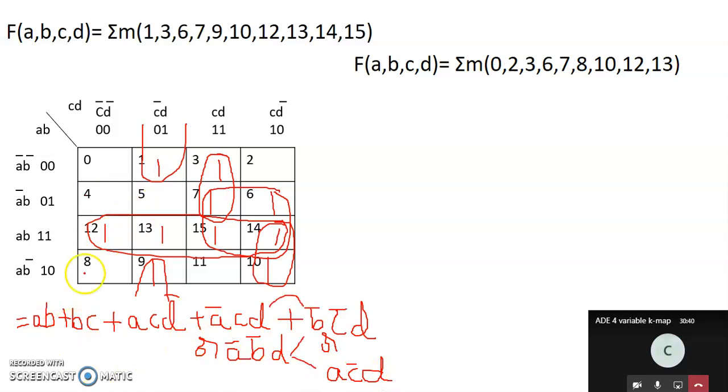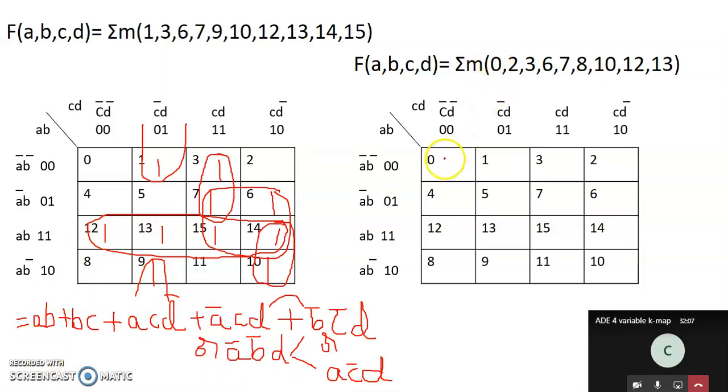You write three solutions for this problem. AB plus BC plus AC D bar plus A bar CD plus B bar C bar D, one solution. Second solution: AB plus BC plus ACD bar plus A bar B bar D plus B bar C bar D, or AB plus BC plus ACD bar plus A bar B bar D plus AC bar D. Write all these three solutions. For this problem, you have three solutions.